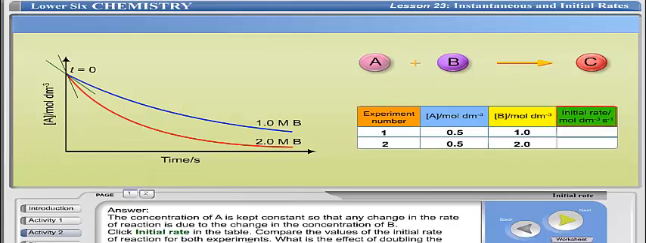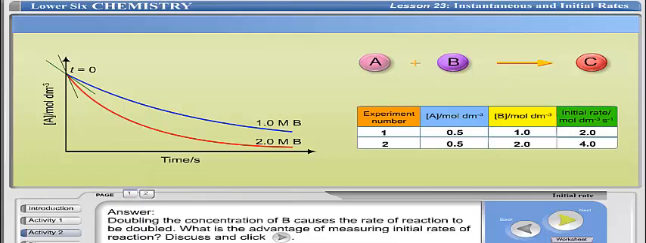Click Initial Rate in the table. Compare the values of the initial rate of reaction for both experiments. What is the effect of doubling the concentration of B? Click Next for the answer. Answer: Doubling the concentration of B causes the rate of reaction to be doubled.